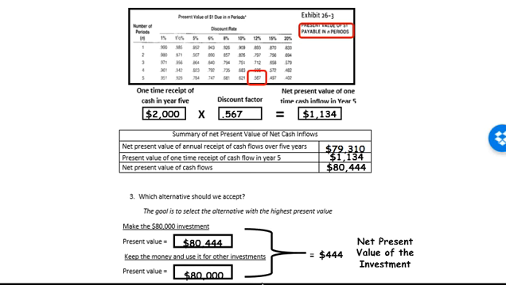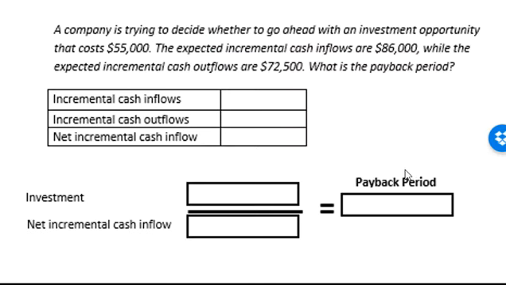Now, another way we can express this is we take the $80,444 and we subtract out the value of the investment we're making at the first part of year 1, which is $80,000. So we can compute the net present value of the investment to be $444. As long as the net present value of the investment is positive, it exceeds our threshold of 12%. Okay, now let's take a look at the next item here.